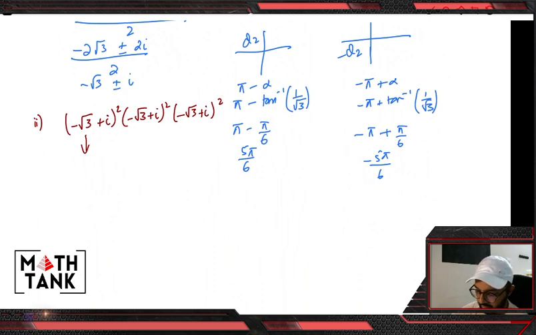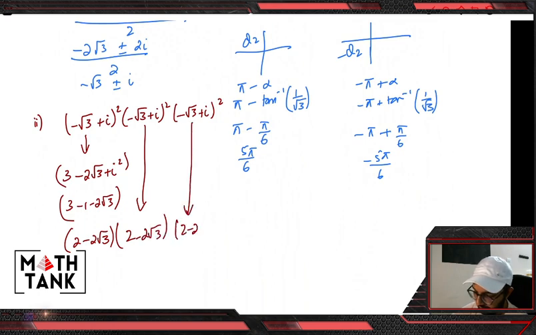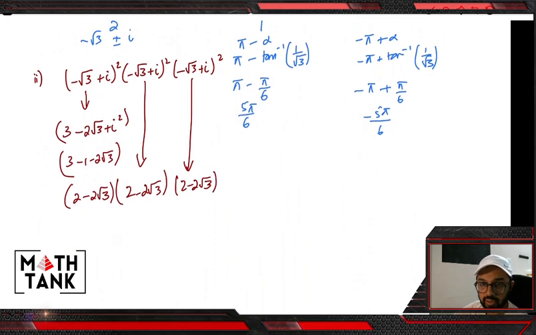If it bothers you, you can rearrange it. You can write it as i minus root 3. It doesn't bother me. So I'm going to just say that this is a squared, 2ab, plus b squared. So that gives me 3 minus 1 minus 2 root 3i, so that gives me 2 minus 2 root 3i. So all of these become 2 minus 2 root 3i. Now I have to multiply these 3 across.